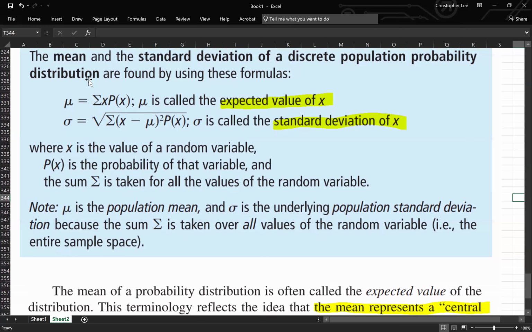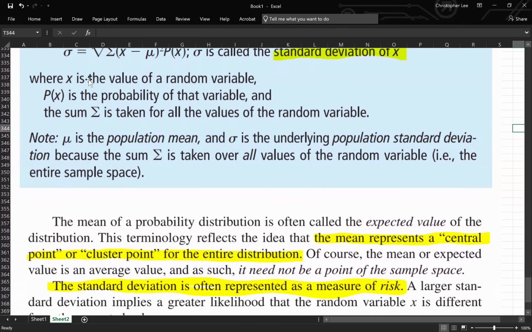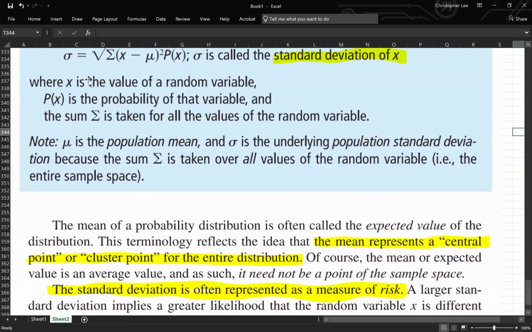So the mean of a probability distribution is often called the expected value of the distribution, remember that. This terminology reflects the idea that the mean represents a central point or cluster point for the entire distribution. Of course, the mean or expected value is an average value, and as such it need not be a point of the sample space.